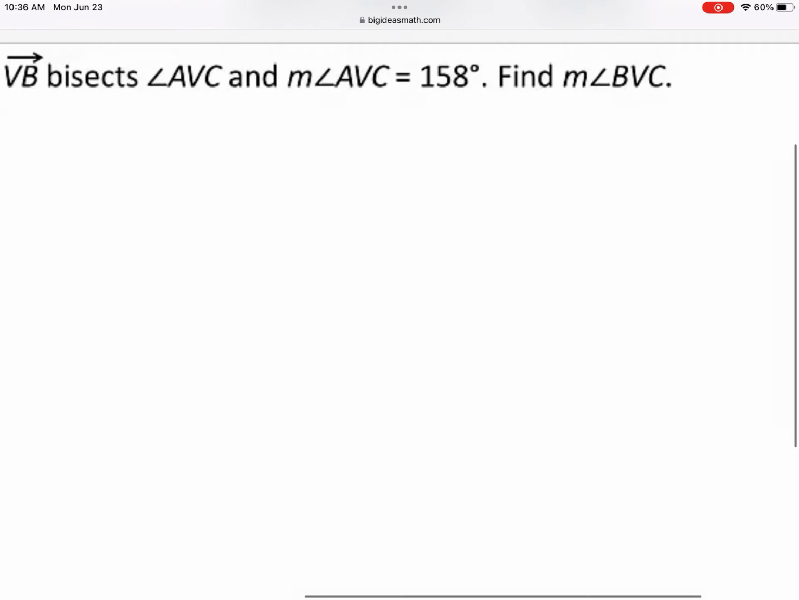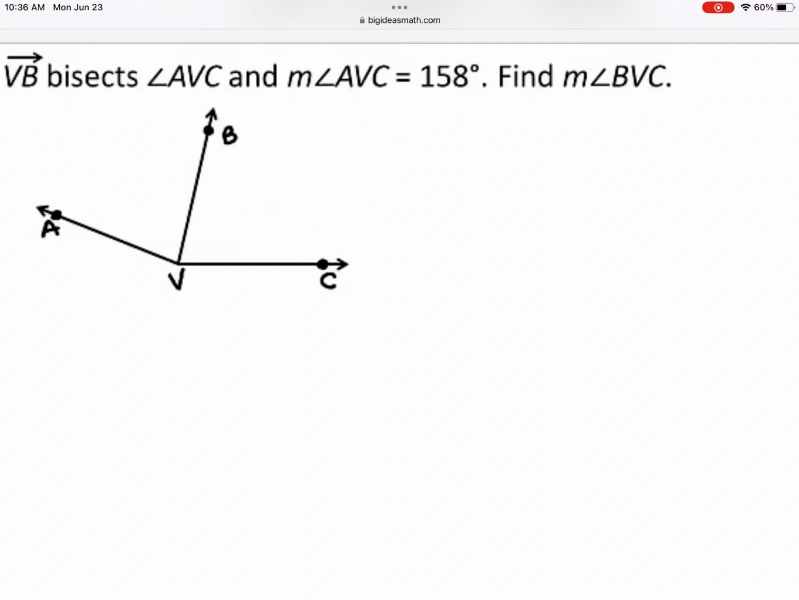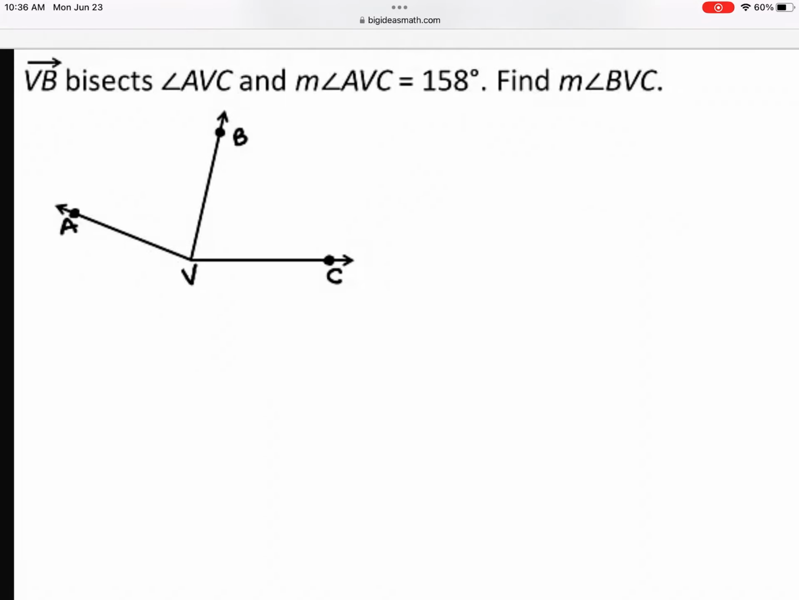Ray VB bisects angle AVC, and the measure of angle AVC equals 158 degrees. Find the measure of angle BVC. To begin this problem, first draw a diagram as shown. Because ray VB bisects angle AVC, angle AVB is congruent to angle BVC.